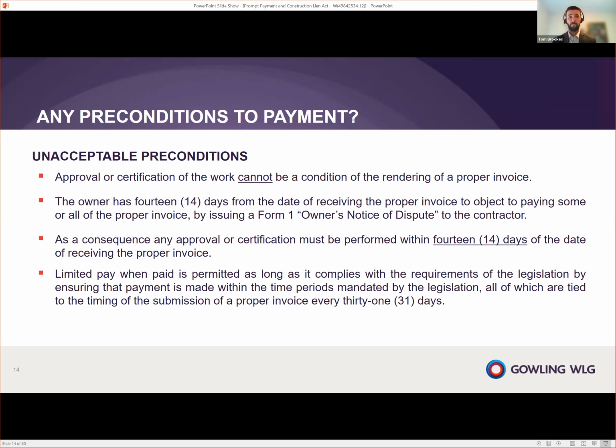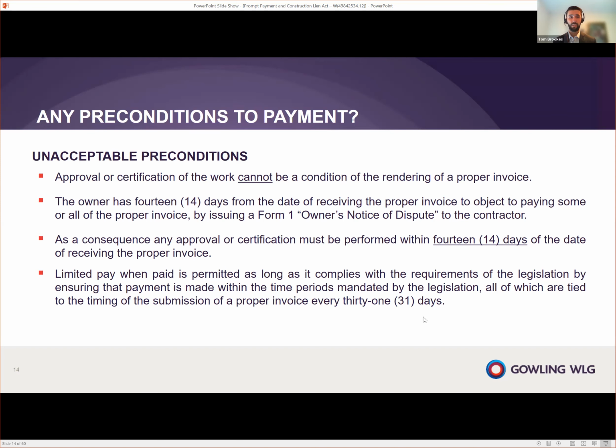Now, limited pay when paid is permitted by the legislation, but it still has to comply with the requirements of the legislation. In particular, you still need to send the payments when they are in fact received within the legislative timeframes, and you need to provide the proper notices of dispute or notices of non-payment under the legislation.